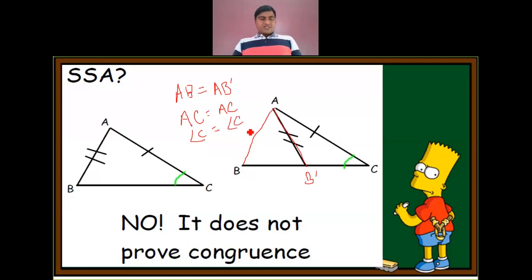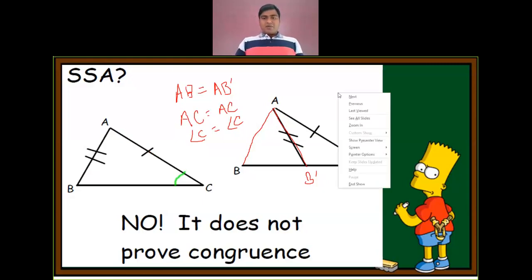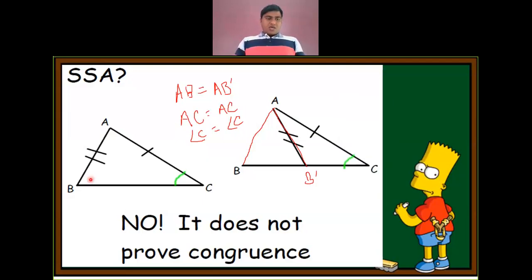So obviously ABC is the largest triangle and AB'C is a smaller triangle. So we can see that these two triangles are not overlapping each other. Therefore ABC and AB'C are not congruent to each other. In SAS congruency, the angle must be the included angle. Otherwise, if the angle is not included, then the two triangles are not congruent.